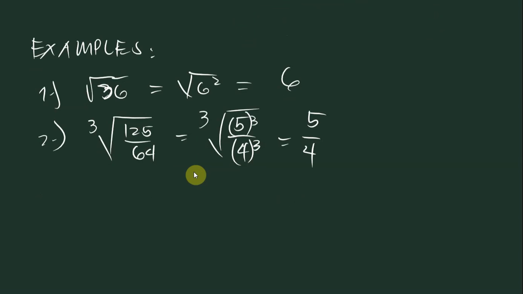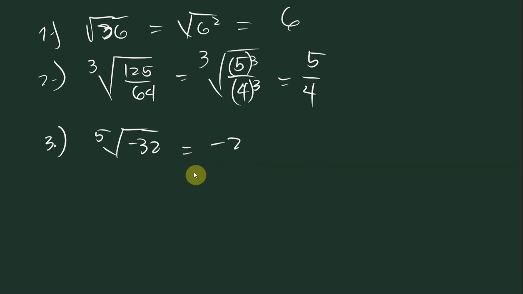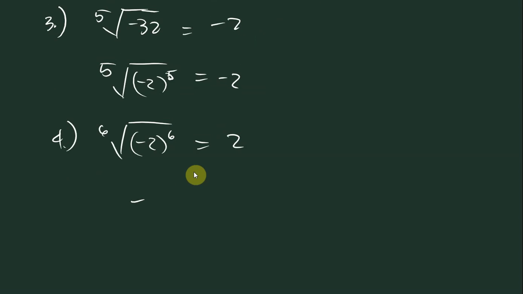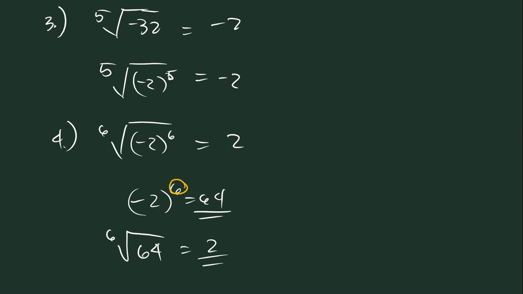Okay, so another one. Let's say fifth root of negative 32. So the result will be negative 2. So why is that? Because this is also equal to writing negative 2 raised to 5, right? So this will be negative 2. Okay. So for the last one, let's say we have the sixth root of negative 2 raised to 6. So this will be 2. So why is it 2? Because negative 2 raised to 6 is 64. So we get a positive value here because our exponent is even. So therefore, if we perform sixth root of 64, then we will get 2.